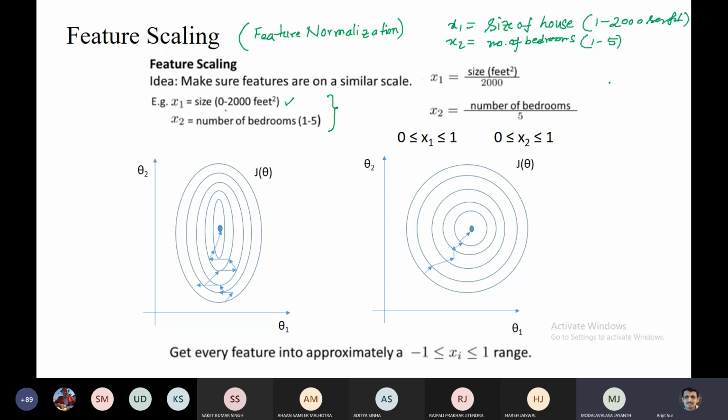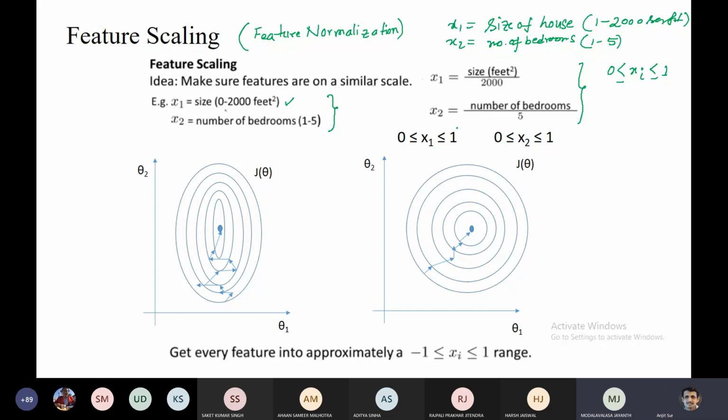Let's say we try to make every feature xi range from 0 to 1. So what we can do is divide x1, the size in square feet, by 2000. So everything comes under 0 and 1. And similarly x2 is the number of bedrooms, with a maximum of 5, so again it can be between 0 and 1. Now, why is this going to help?